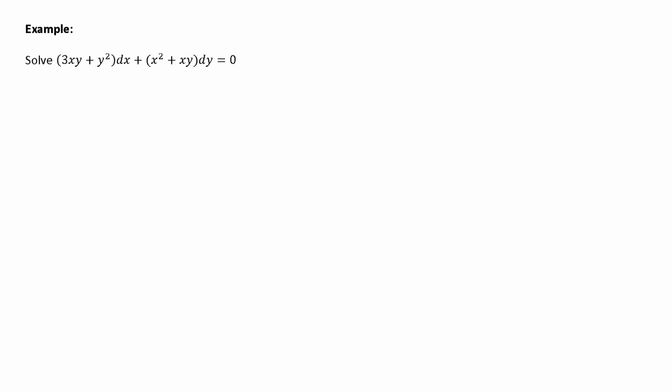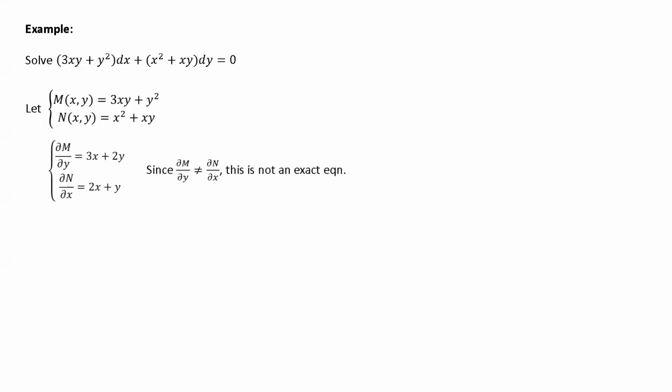So first of all, I let this component be capital M and I let this component be capital N. First, check whether this is an exact equation. Of course, it's not, otherwise it won't be an example here. But anyway, if you do the partial M partial y and partial N partial x, you find that they are not equal. So that means this is not an exact equation, right? That's the first thing we know. And then the strategy that we just learned is that we hope to find an integrating factor that would make this whole equation become an exact equation.